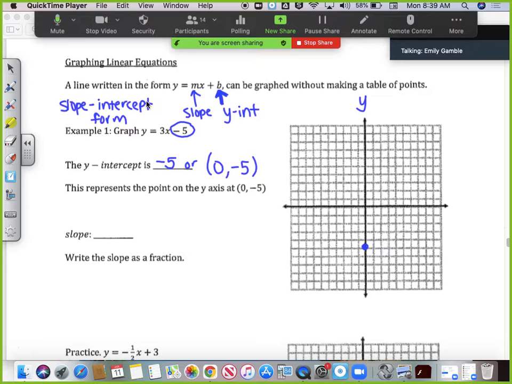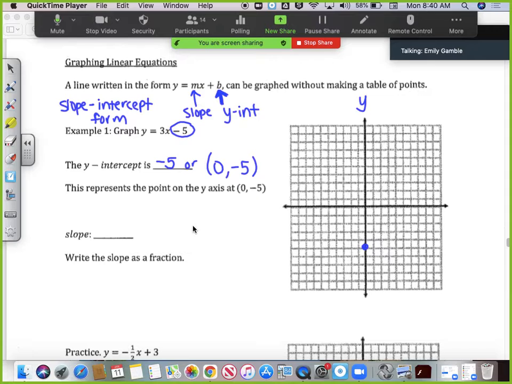And I know that this graph has a y-intercept of negative 5, and that's where this line crosses the y-axis. I know that because the formula says for slope-intercept form, the first number that's given is the slope, the second number that's given is the y-intercept. So I kind of already did this up here, but this says this represents the point on the y-axis is at 0, negative 5. Okay, so that's what this means. So you plot that point there on the graph, and then you move on to the slope.